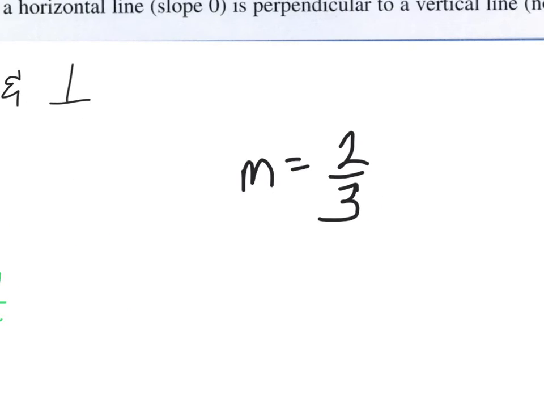So if I come here, I want the parallel slope and I want the perpendicular slope. What is the parallel slope to 2/3? 2/3. What is the perpendicular slope to 2/3? Negative 3 over 2. Good job.